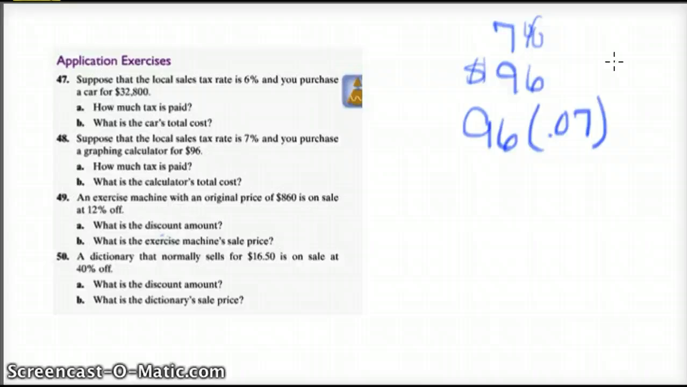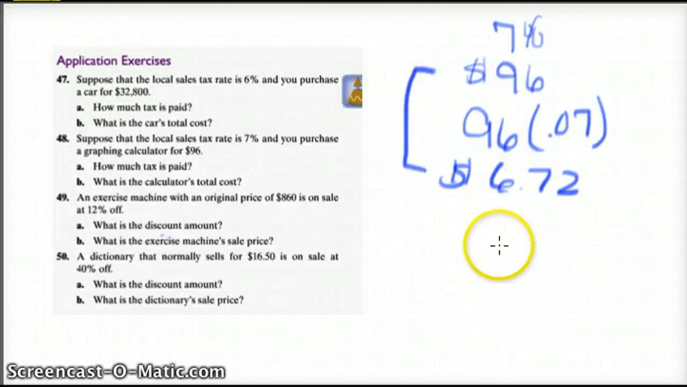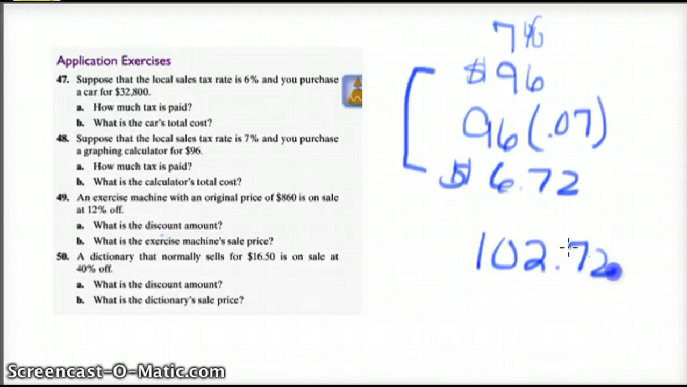All right, so we've got 6.72. And then B, what is the calculator's total cost? I would add this number and this number together. So that will be 102.72. Okay, that would be how I would do those problems.